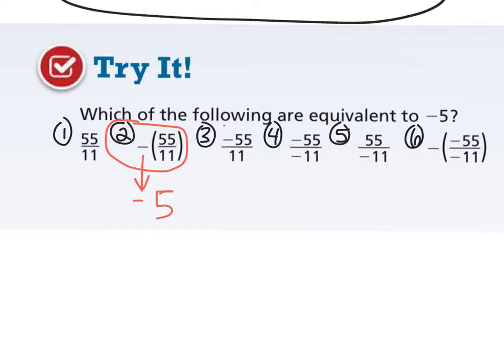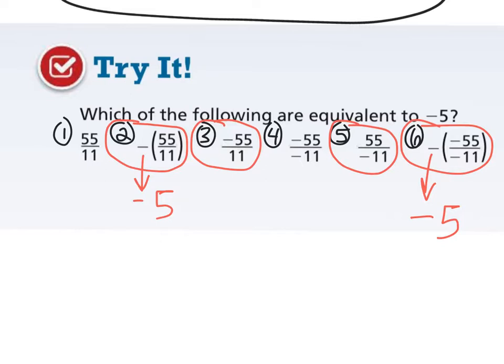Number 3 would also be equivalent to -5. We have a negative divided by positive would be a negative. Number 5 would be another one that would work. We have a positive divided by a negative, which is negative. And then number 6 actually would be another one that would work. Remember, this negative sign on the outside can just keep coming down. And then if we have a negative divided by a negative would be a positive. So negative on the outside comes down, inside part is a +5, means that would be equivalent to -5 as well.